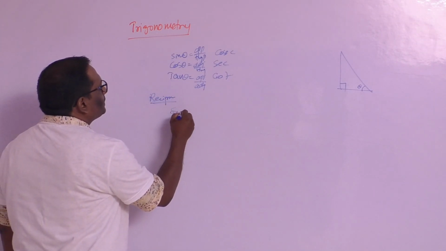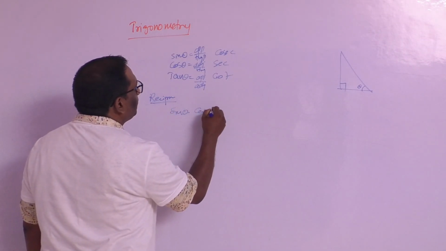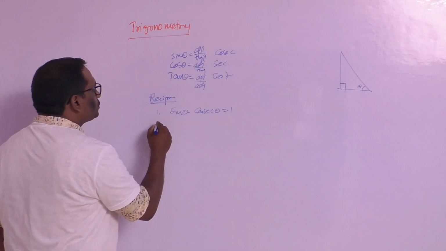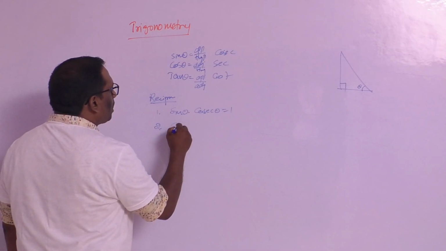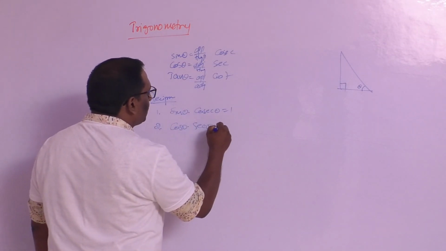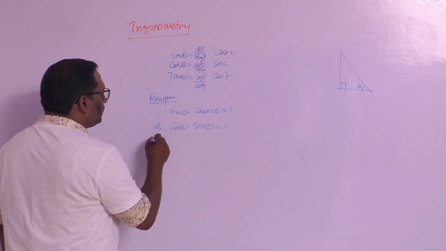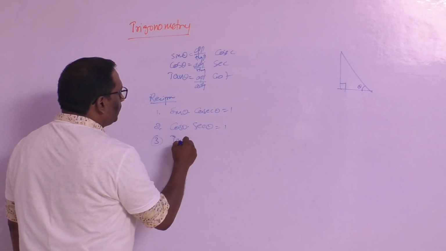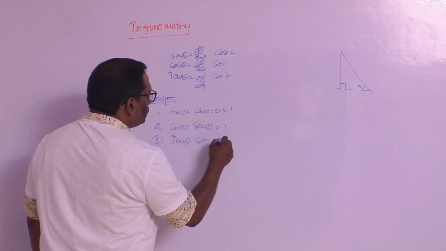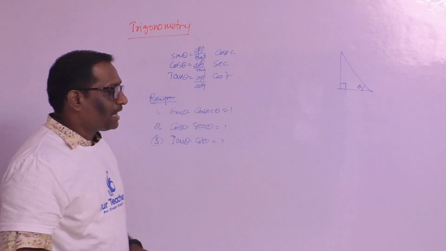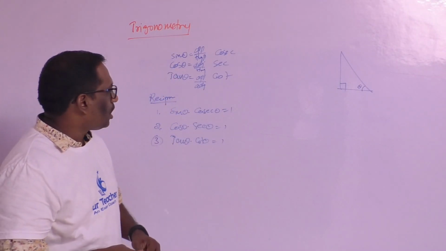What is the first one? Sin theta into cosecant theta is equal to 1. Coming to the second one, cos theta into secant theta is equal to 1. And the third one is tan theta into cot theta is equal to 1. These three pairs are called reciprocals of each other.